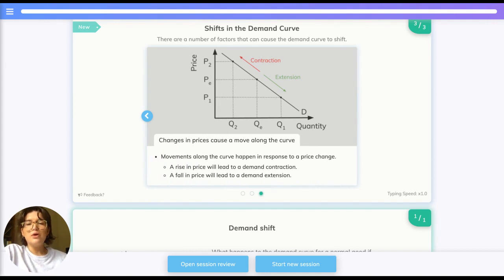So we've just covered what a shift in the demand curve means, which is when it moves to the left or to the right, but you can also have movements along the curve, which are not to be confused. And a movement happens when there's a response to a price change. For example, a rise in price will lead to a demand contraction, whereas a fall in price will lead to a demand extension.